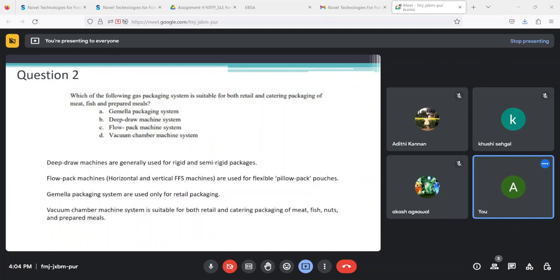Whereas a vacuum chamber machine is suitable for both the retail and catering packaging of meat, fish, nuts and prepared meats. So based on what your application is, the size of the packaging system, the efficiency, everything changes. So a vacuum chamber machine system can be used for both retail as well as bulk packaging of meat, fish and prepared meals. So the answer is option D. If there is any doubt, you can ask me to repeat the question again.